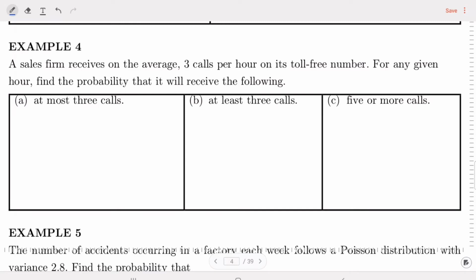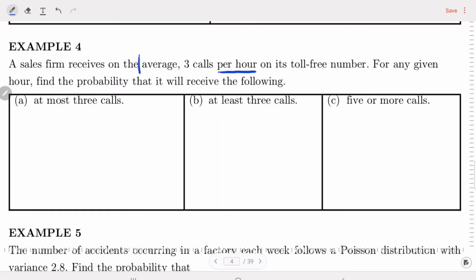Example 4. A sales firm receives on the average 3 calls per hour on its toll-free number. For any given hour, find the probability that it will receive the following. First of all, we need to know whether the question follows Poisson distribution. The hint that it actually follows Poisson distribution is that it has "per hour". Per something means the distribution follows the Poisson distribution.